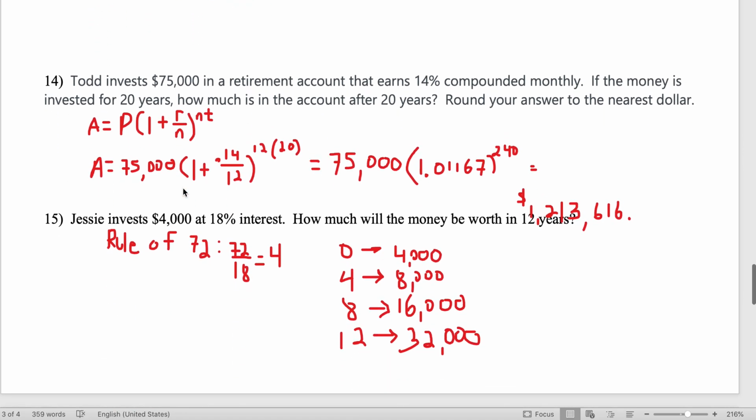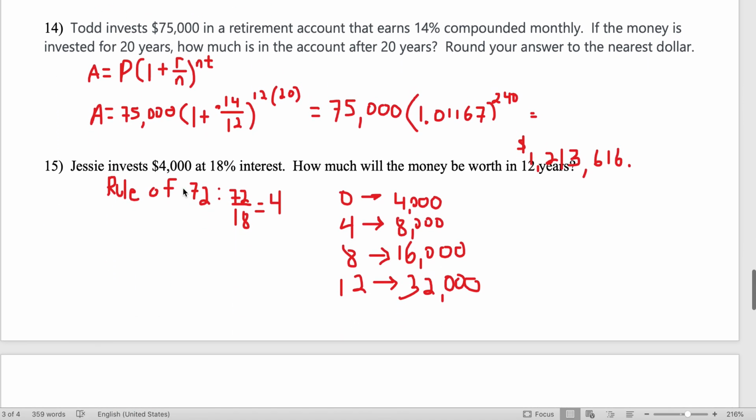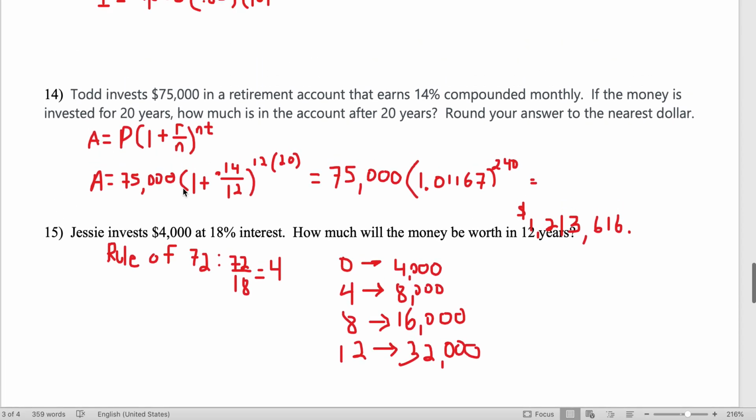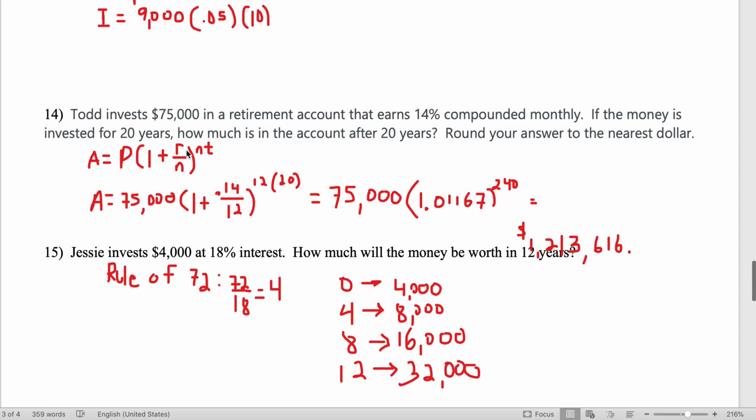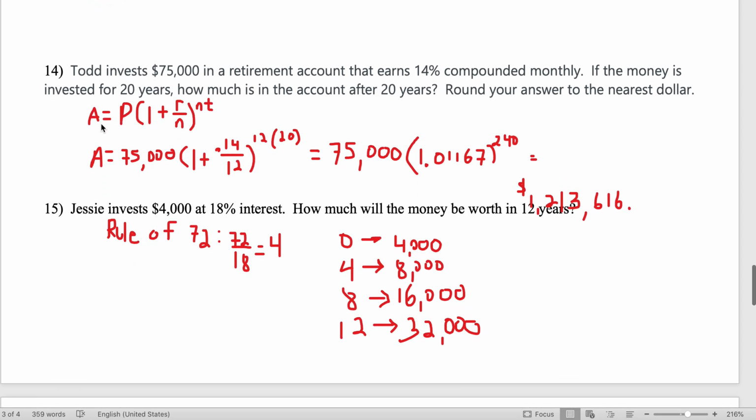All right, number 14. Todd invests $75,000 in a retirement account that earns 14% compounded monthly. Now, that's a really key phrase. When it said simple interest before, I'm thinking I equals PRT. When it says compounded monthly, I'm thinking A equals P times (1 plus r over n), remember, make that rate a decimal, to the nt power.